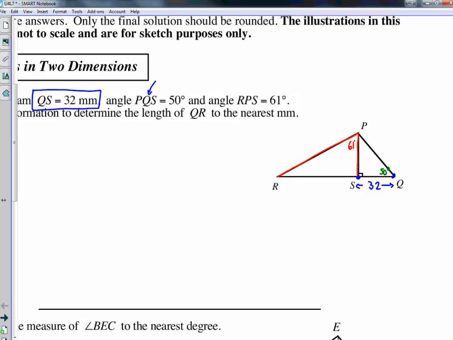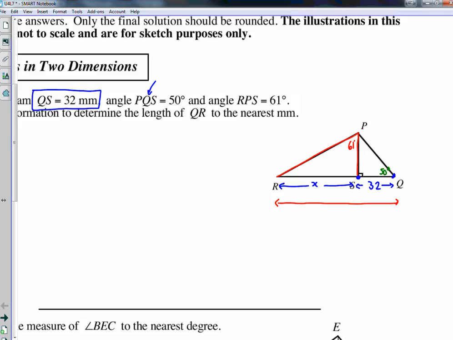Okay. Did they tell us anything else? No, right? What do we want to look for? QR. So find the length of QR. So in order to find the length of QR, which is the entire thing, what do I need to know first? We need to know the side RS. Okay, side RS. That's what we need to know.